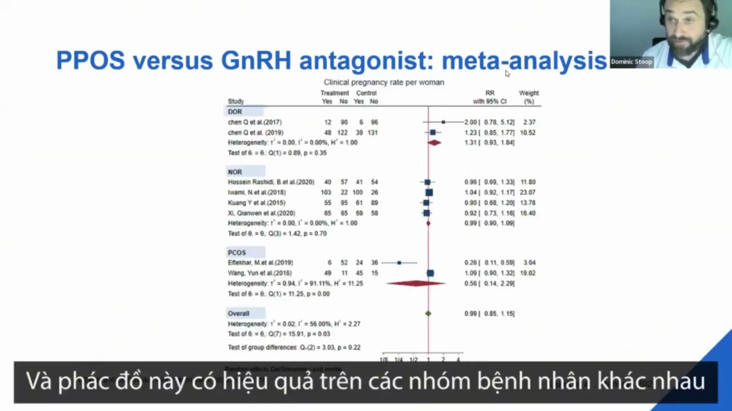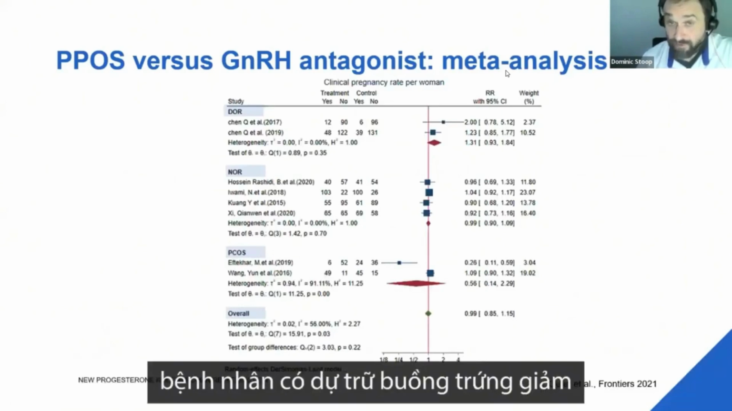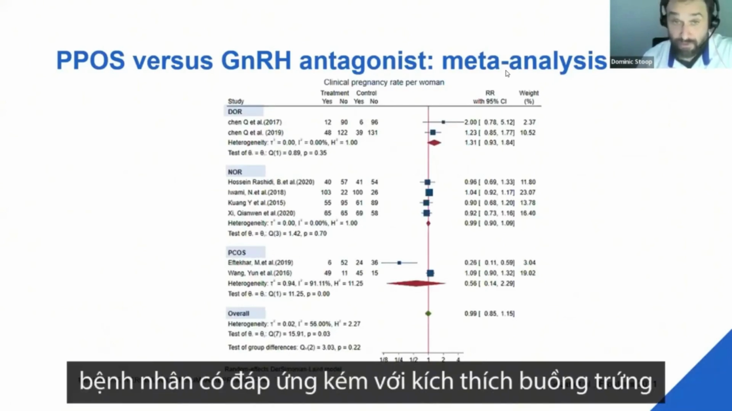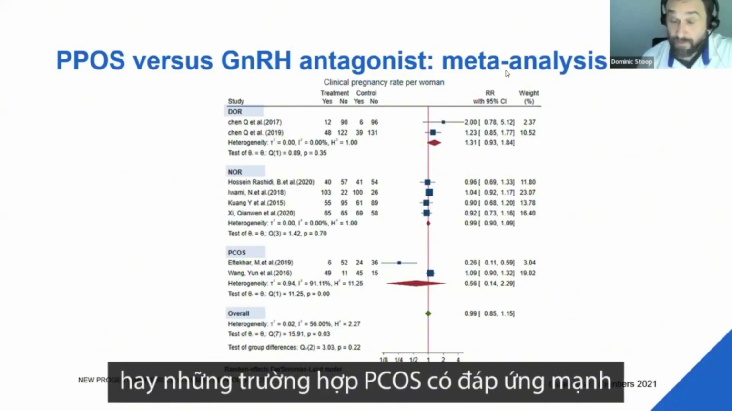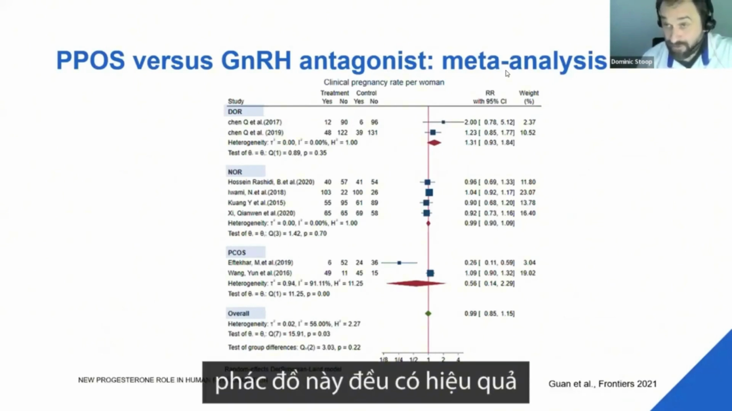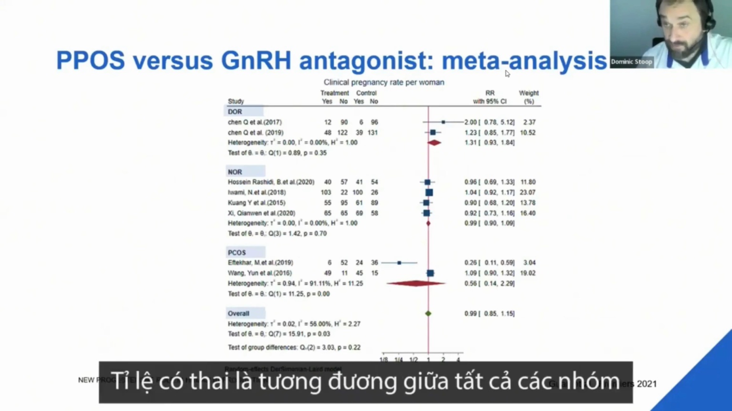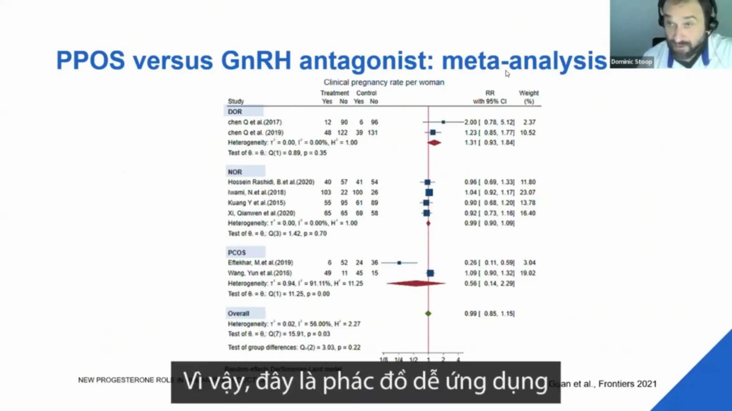And also for different patient populations, it's all feasible. If you're looking at the diminished ovarian reserve, or the poor responders as we call them, and normal ovarian responders, PCOS high responders, it works for all. So it's effective for all, and pregnancy rates are equal for all. So this is a very easy thing to do.